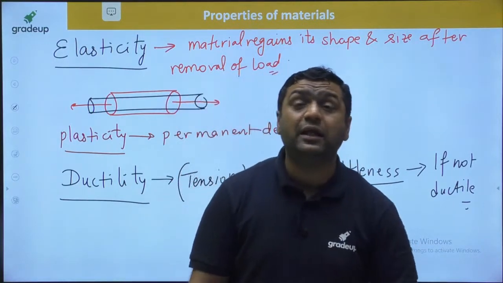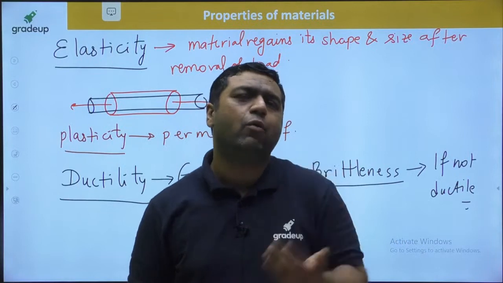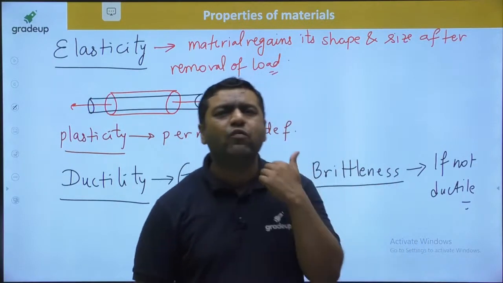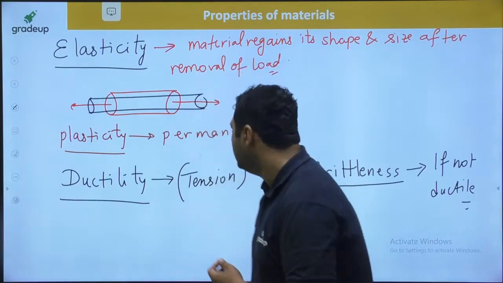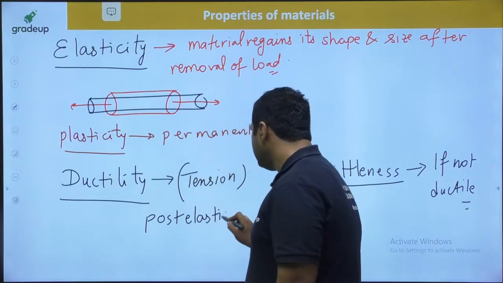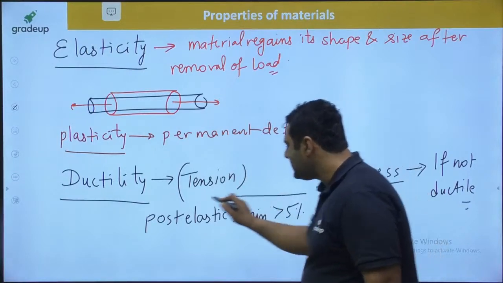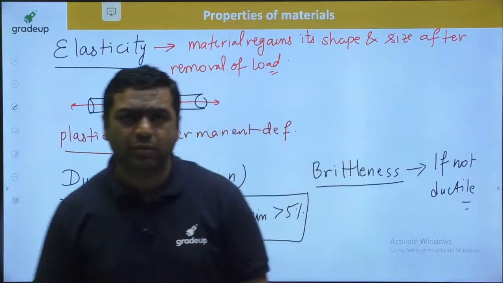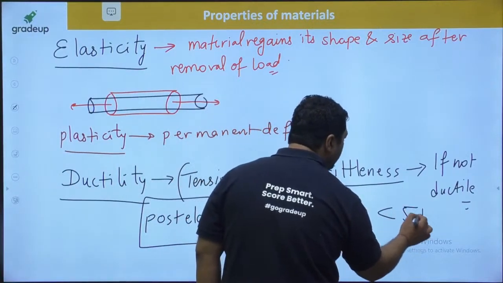So my dear, likewise, ductility and brittleness are also relative properties. They are always together in a material. If some material is more ductile, it is less brittle. If some material is more brittle, it is less ductile. So the point is how we will define it. We will define it in a way that if some material has post-elastic strain more than 5%, meaning after the elastic limit, if permanent deformation is more than 5% of the size, it is said to be a ductile material. And if post-elastic strain is less than 5%, it is brittle.